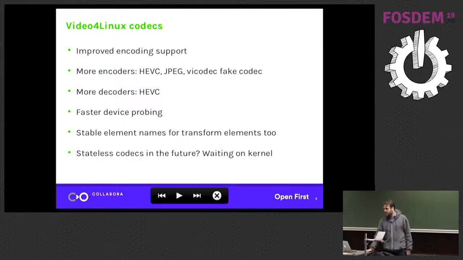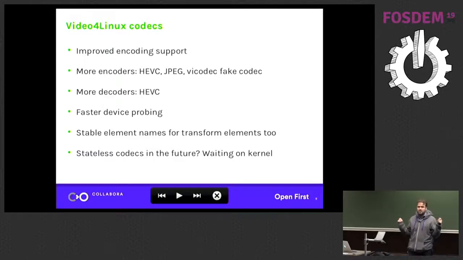Transformation elements are things like scalers or color converters, elements that normally convert raw images into different formats. One thing that is being discussed that's not there yet, because the kernel is not there, is having good support for stateless codecs. Most codecs that people traditionally use on these embedded hardware, you would just give it the H.264 bitstream, and it would give you a decoded stream. It did the whole parsing of the bitstream and everything in the hardware side, which was often just firmware running on a different chip.